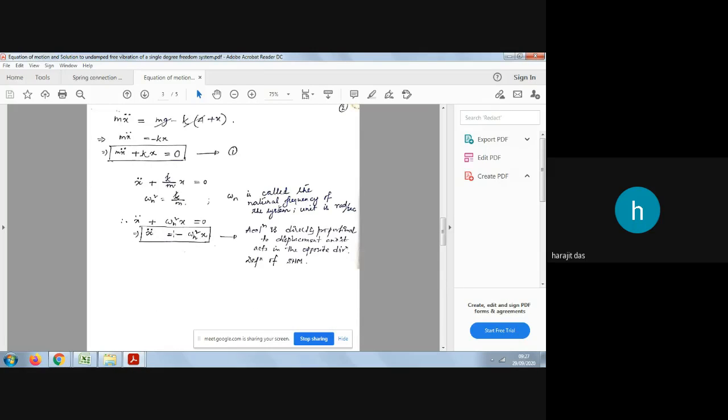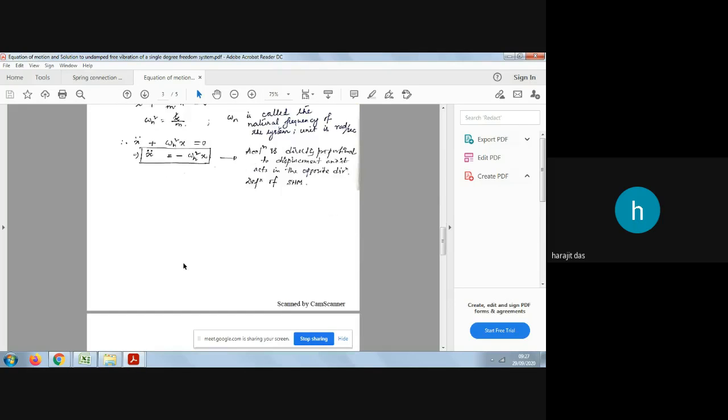Finally I told you that you can express this final expression of motion as a simple harmonic motion. So here the acceleration is directly proportional to displacement, and it is acting opposite to displacement because of this negative sign.